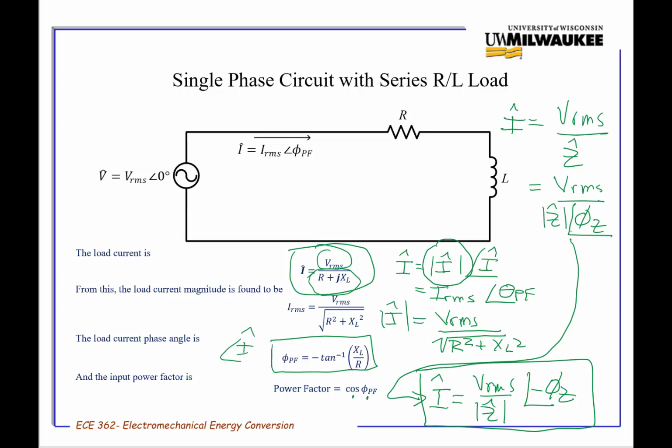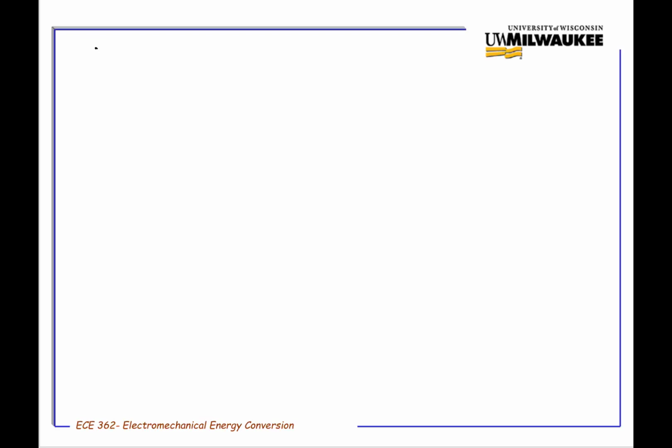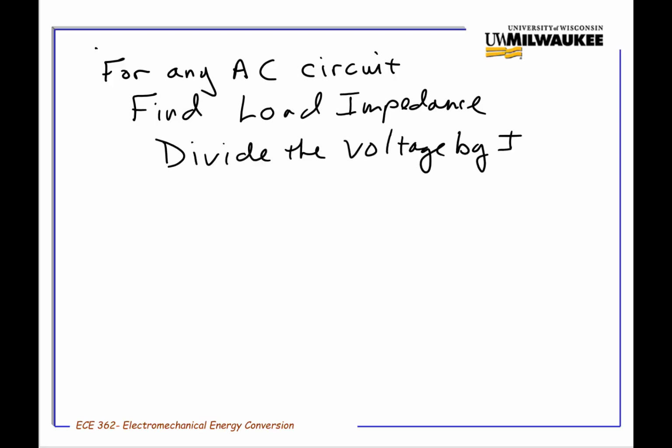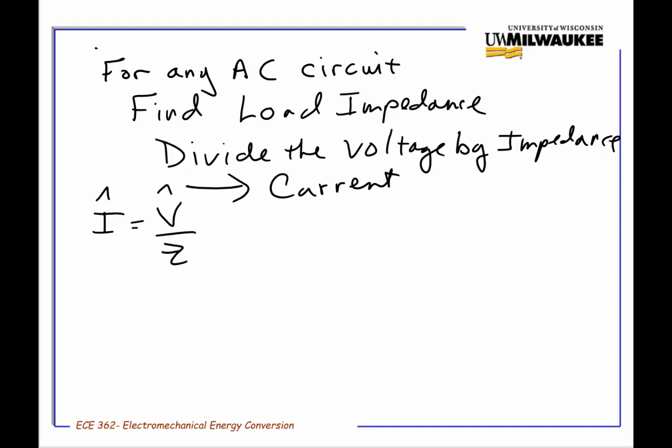So what have we just done here? What we've done is we're saying that for any AC circuit, find the load impedance, divide the applied voltage by that impedance, and that gives you the current. So I is V over Z.